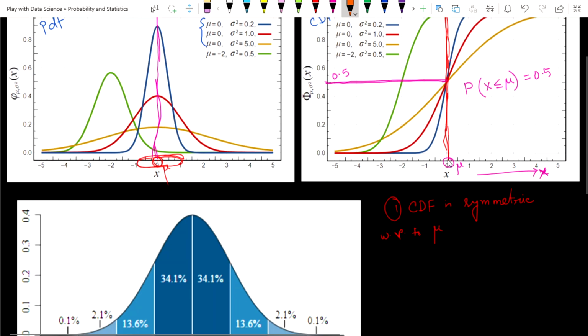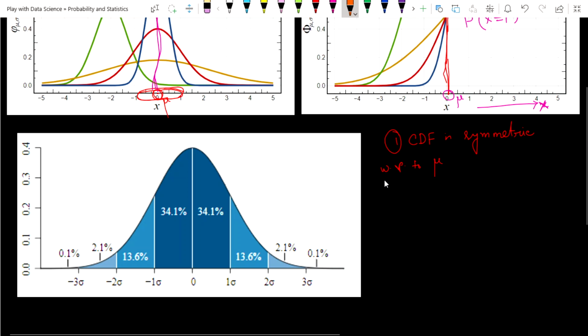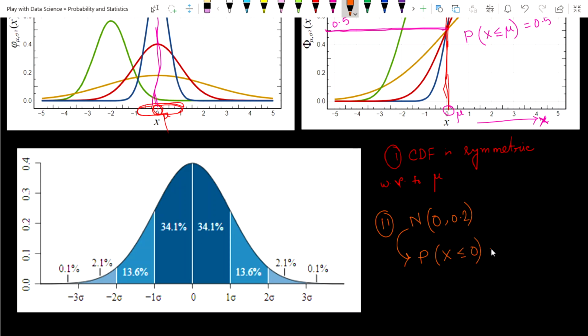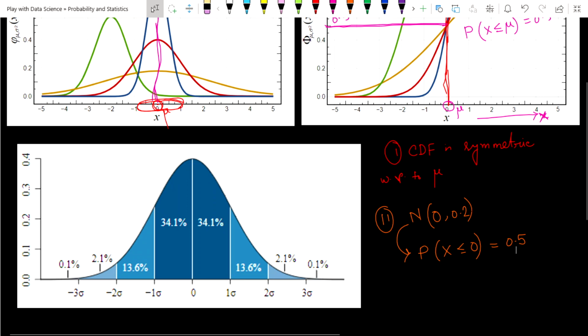Suppose someone gives you the distribution function of a data set, a sample with mean equal to 0 and standard deviation equal to 0.2. These data follow a normal distribution with mean 0 and standard deviation 0.2. Then without visualizing the data set, we can easily conclude that the probability of an experiment with respect to that data, x less than or equal to 0, is 0.5.